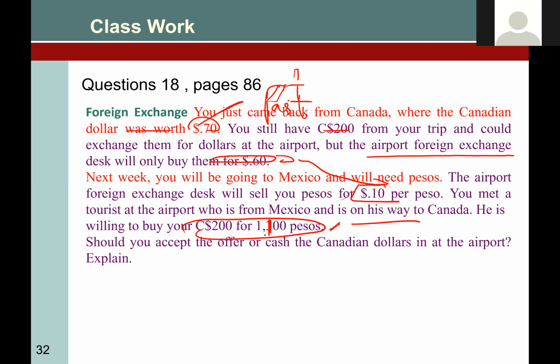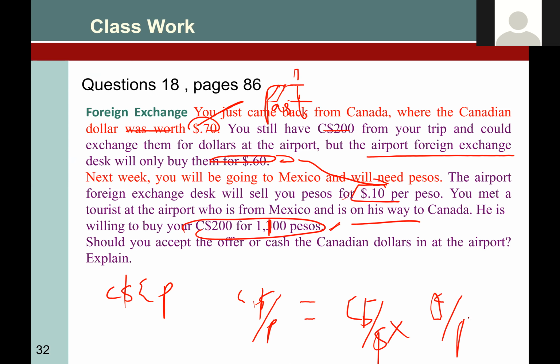There are a number of solutions to this problem, but we are solving it through cross rates. So the two foreign currencies are Canadian dollar and pesos, right? What you need is pesos. It means you want to find out Canadian dollar over peso, which, if you want to use the dimension method, would be Canadian dollar over dollar multiplied by dollar over peso. So do we have these rates? Do we have dollar over peso?